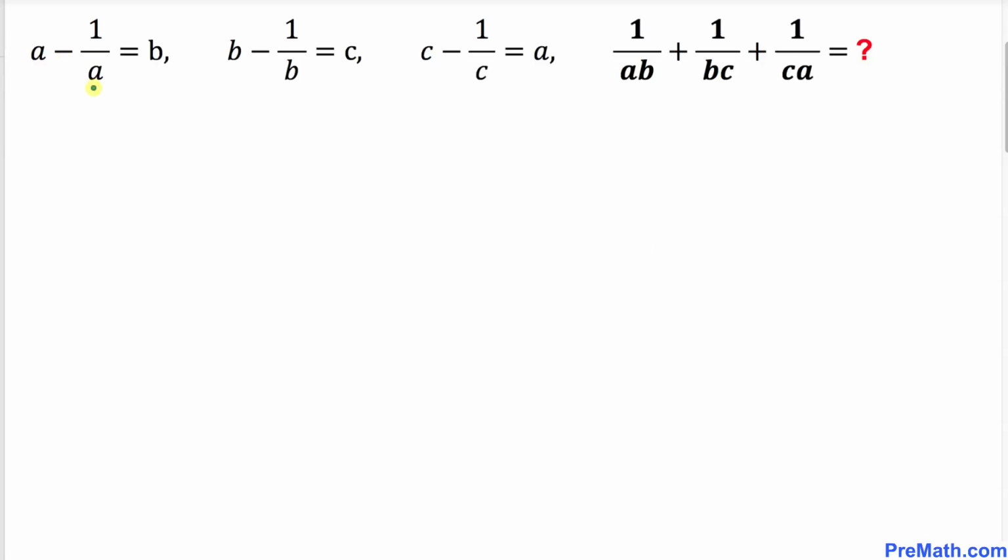In this video tutorial, we are going to solve this interesting problem. If A minus 1 over A equals B, and B minus 1 over B equals C, and C minus 1 over C equals A, then we are going to find the value of 1 over A times B plus 1 over B times C plus 1 over C times A.